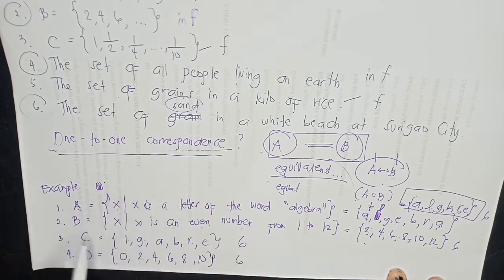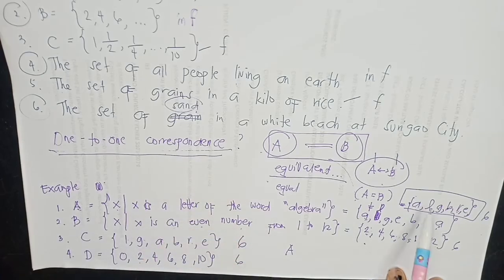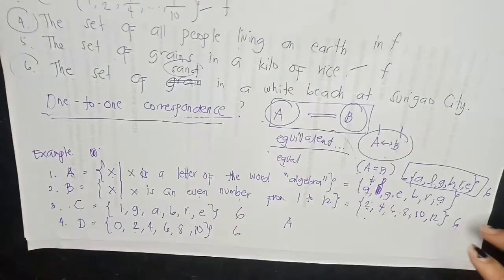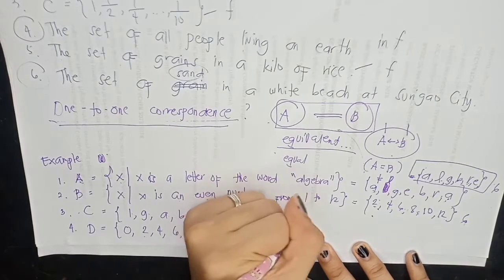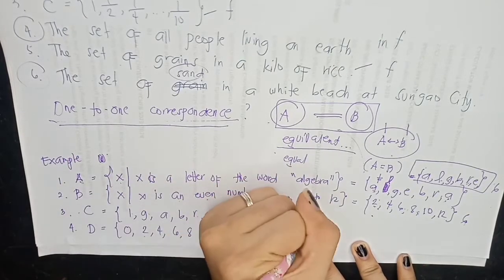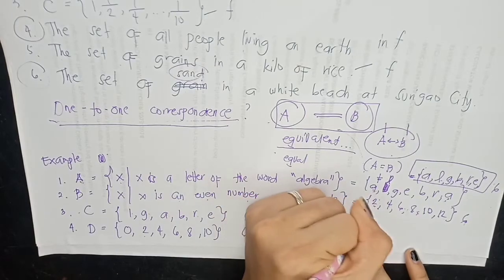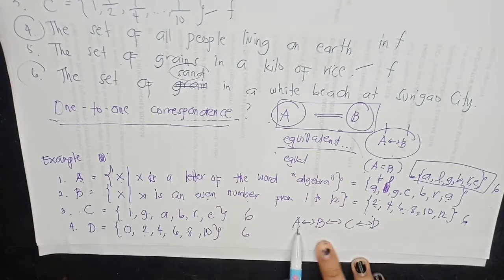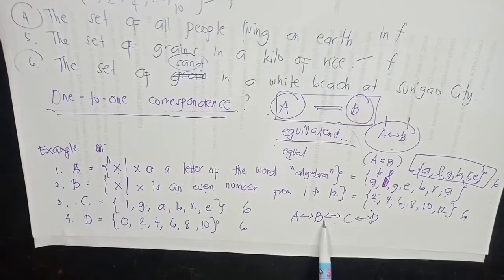So in one-to-one correspondence, since they have the same number of elements, A is 6, B is 6, C is 6, and D is 6. So we can say that A is equivalent to B, B is equivalent to C, and C is equivalent to D. So A is equivalent to B, B is equivalent to C, and it is equivalent to D.